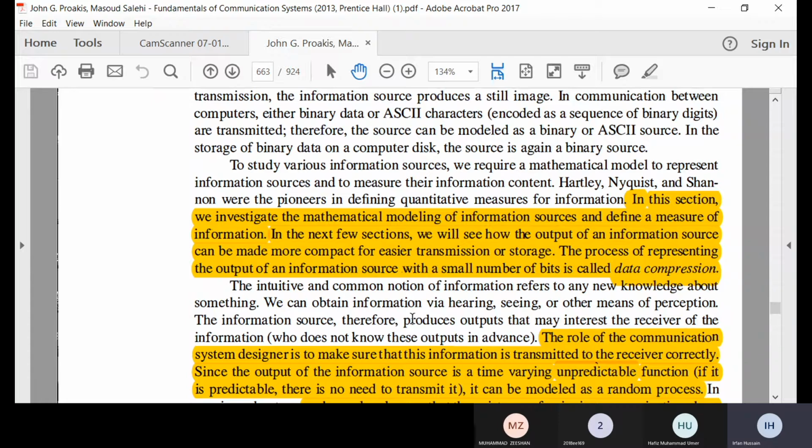So we will see the modeling of sources, define a measure of information, and then we will see how we can make this information more compact for easier transmission. The process of representing the information of a source with a small number of bits will be called data compression.